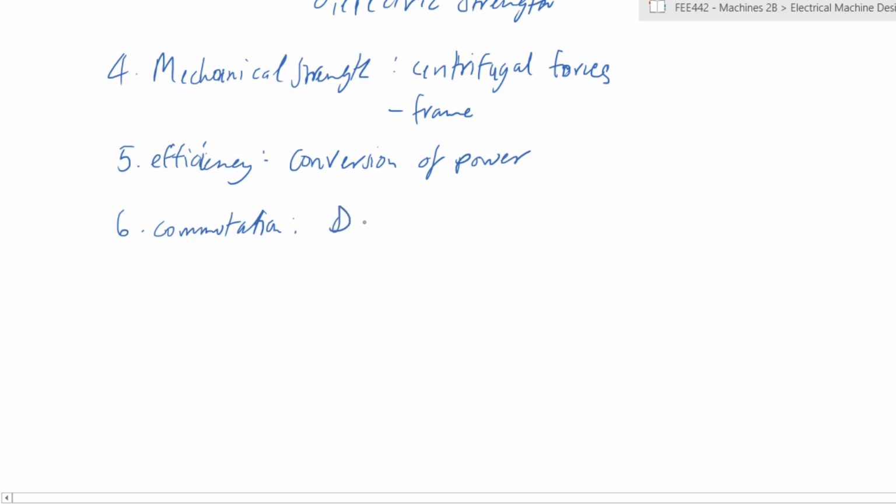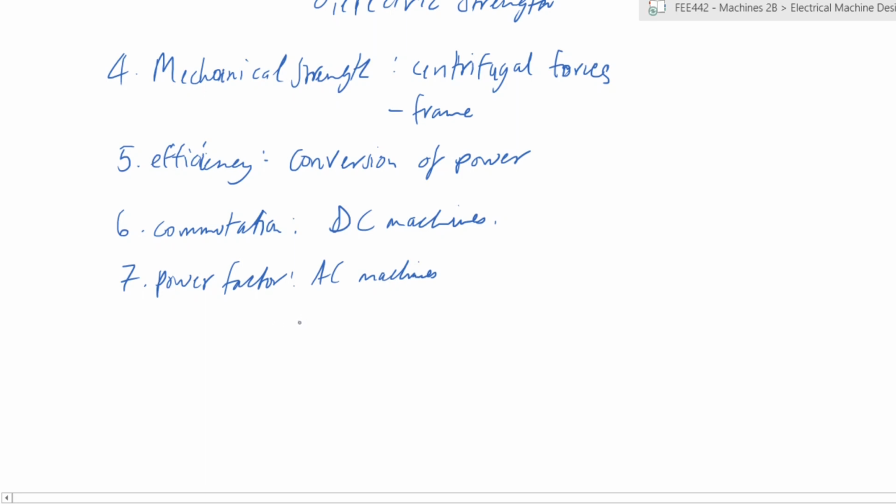This is specifically for DC machines. How would you factor in the commutation of the rotor as it is spinning, performing its work? And finally, you have power factor. This is relevant for AC machines.